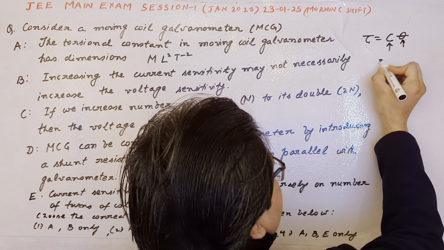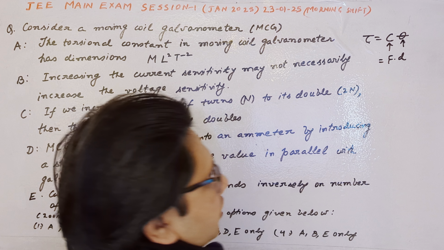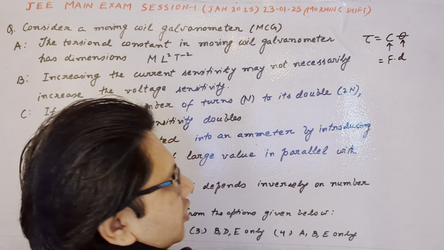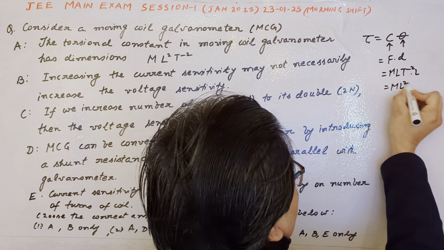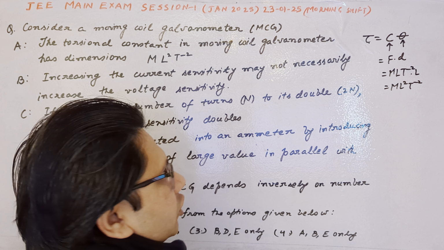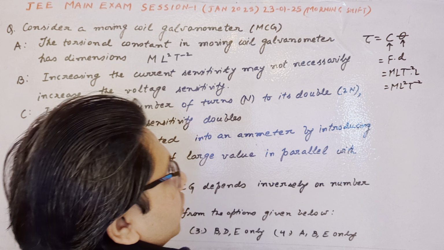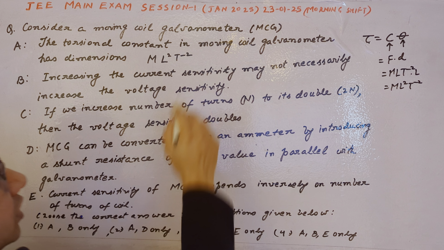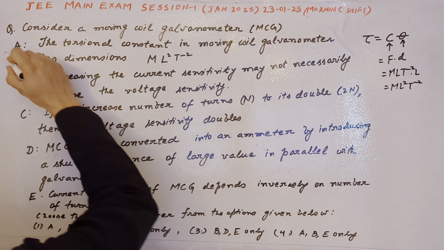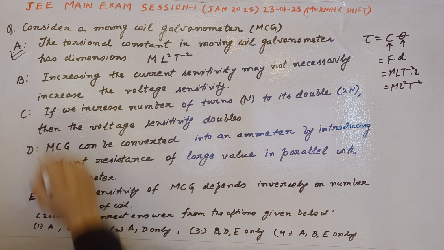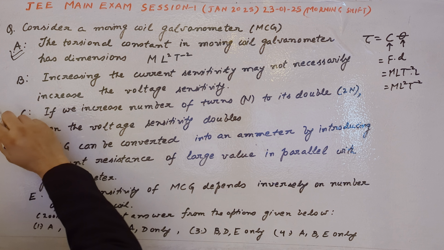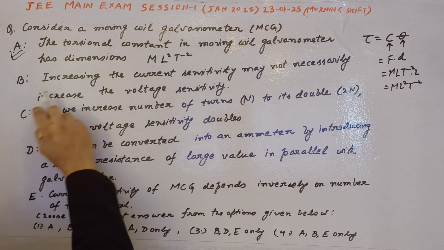And we know that torque is basically F into D, that is force into displacement. The force has a dimension of MLT⁻², and D has a dimension of L. So it becomes ML²T⁻². This is the dimension of torque as well as the dimension of the torsional constant. So the torsional constant in the moving coil galvanometer has the dimension of ML²T⁻². This is the correct statement. So statement A is the correct statement. Now let us move forward to the second statement, statement B.